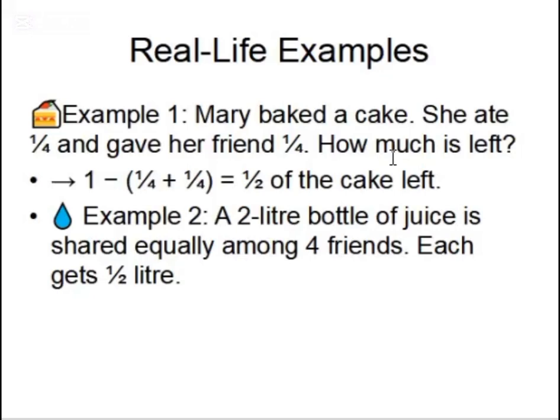Then the other example: a 2-liter bottle of juice is shared equally among 4 friends. Each gets half a liter. Yes, because when you divide the 2 liters by 4, you get a half. So each friend gets half of the juice.